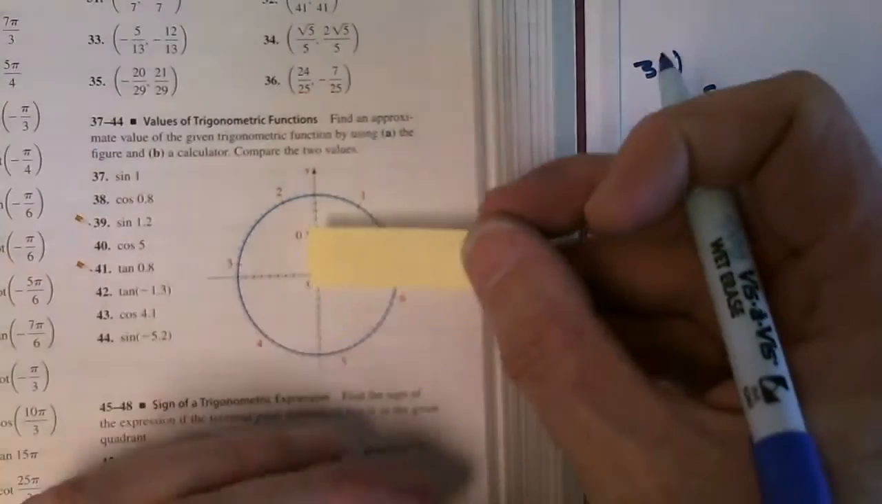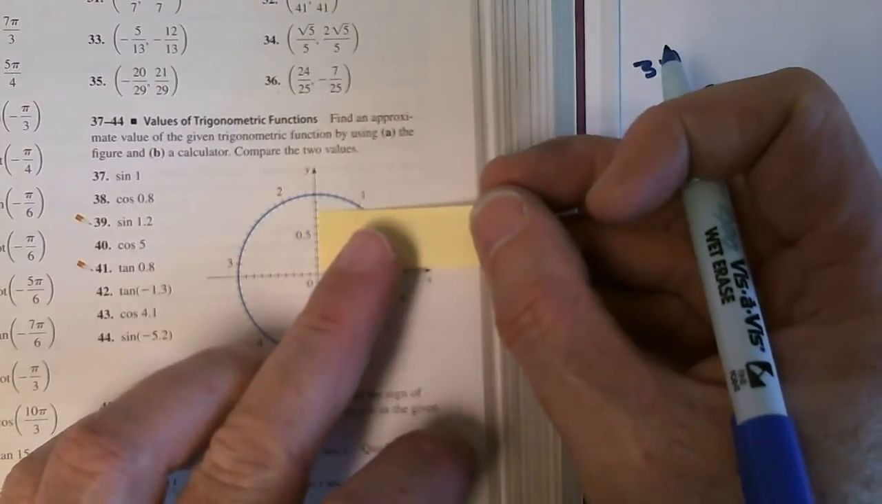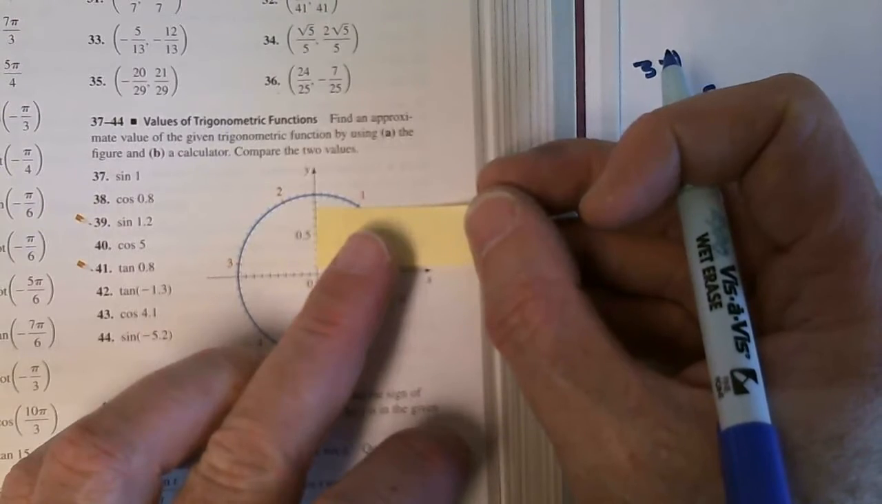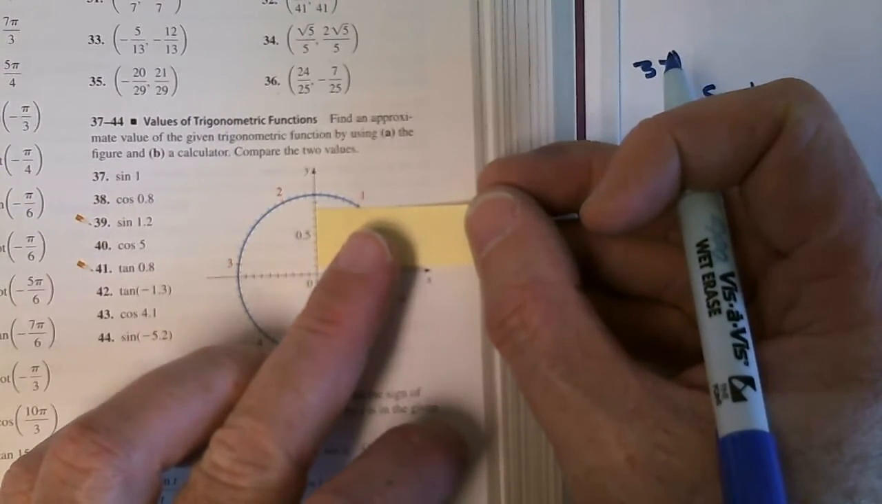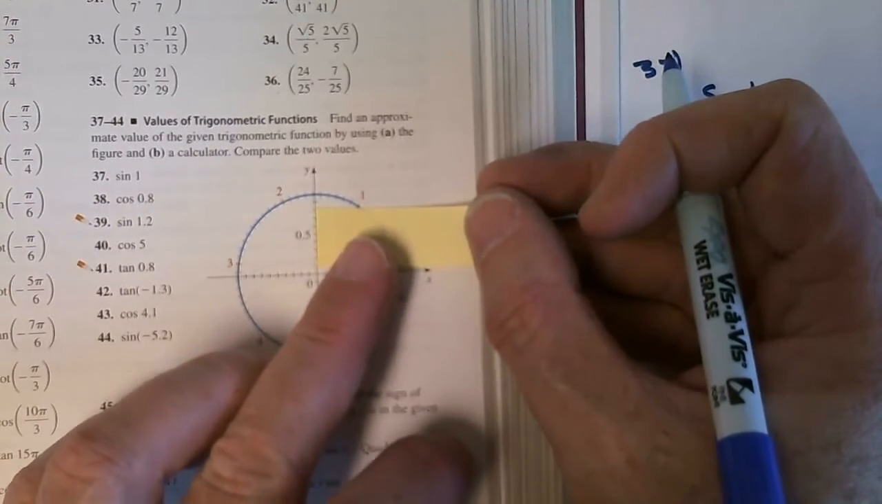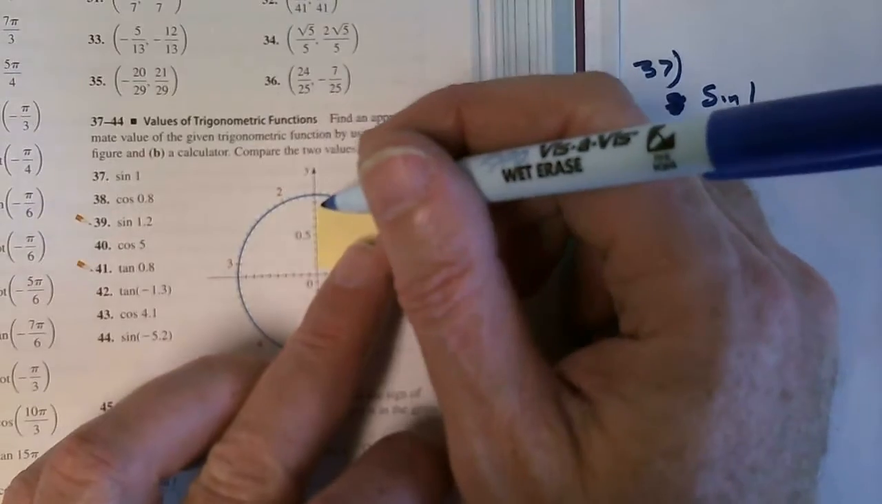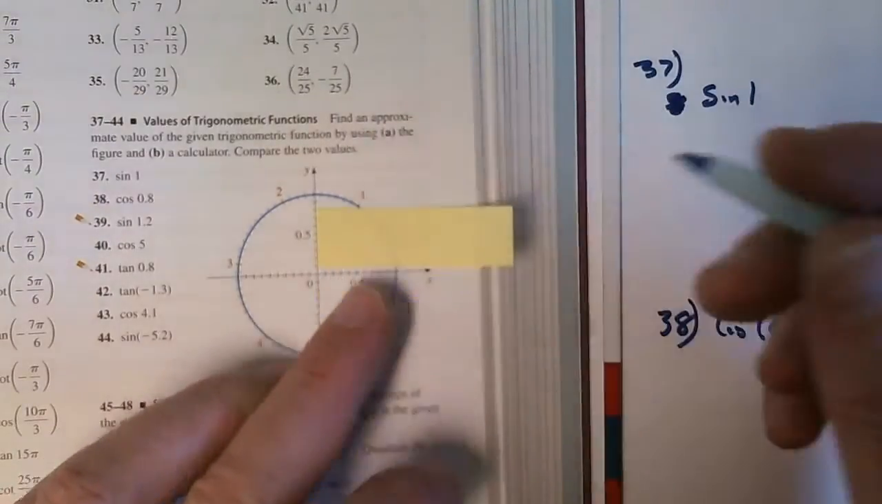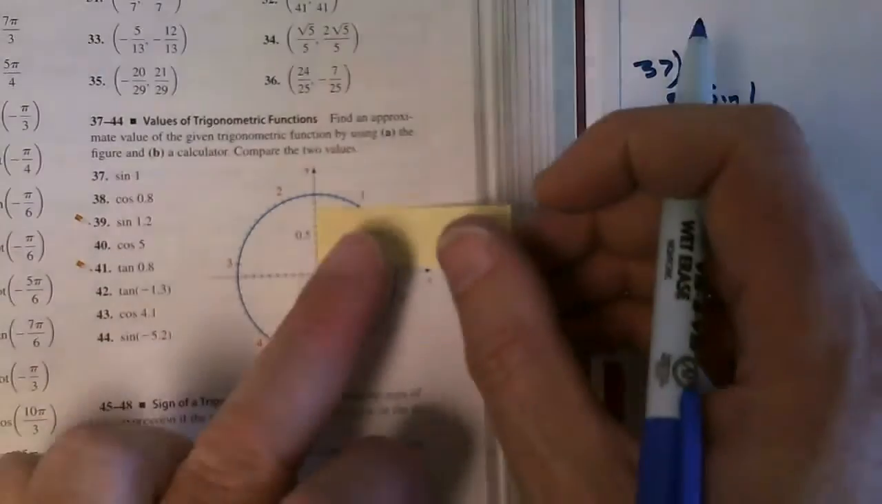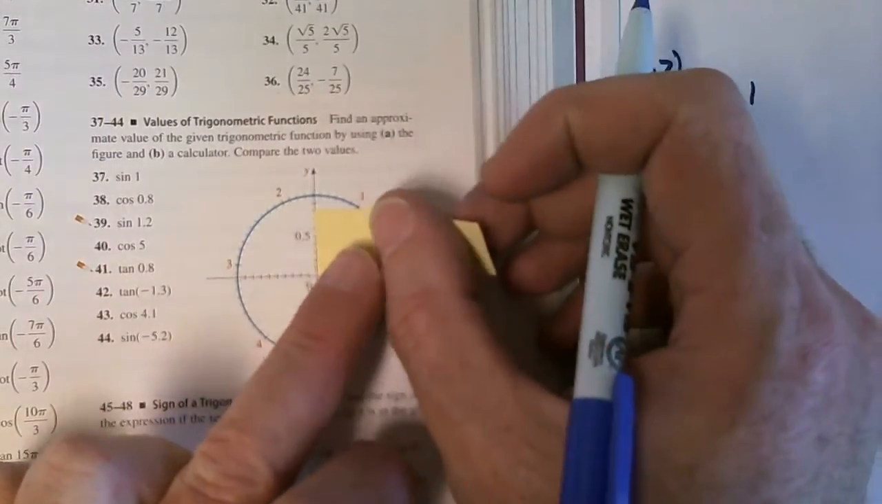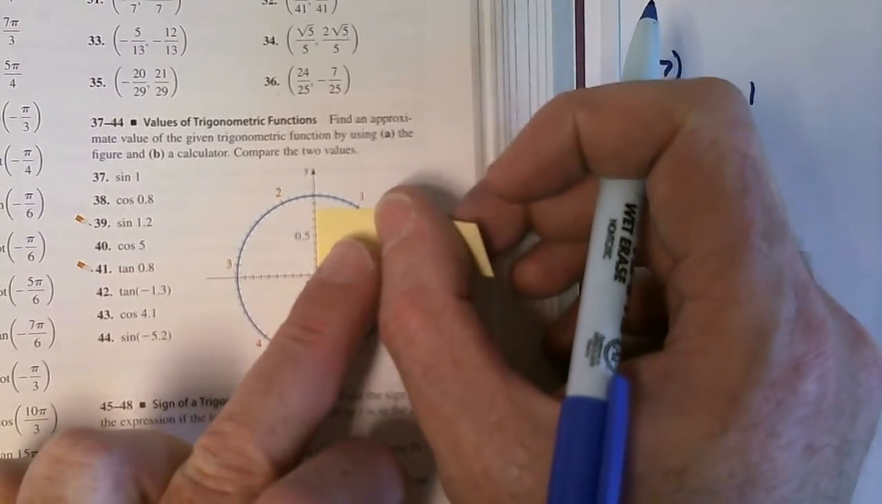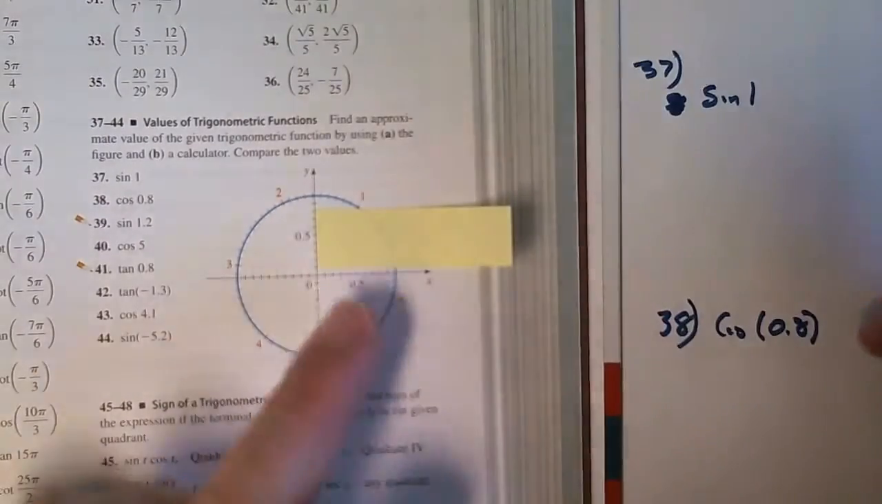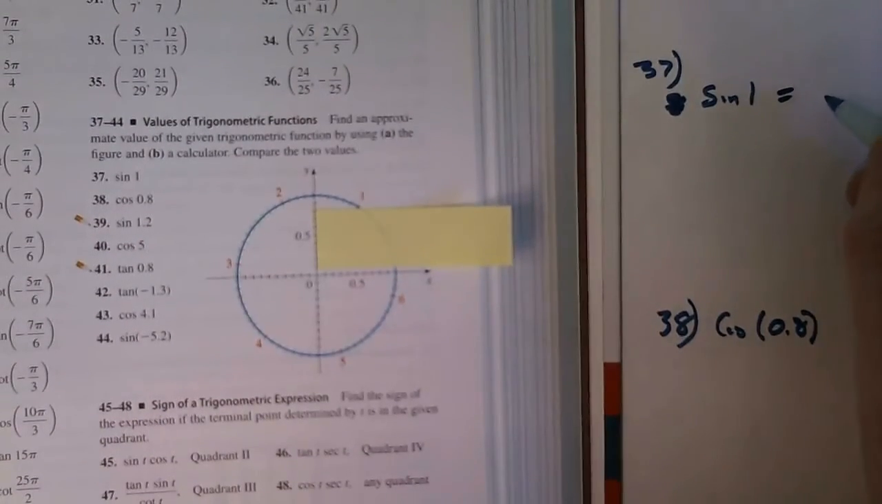Well, I'm going to drop a perpendicular over to the y-axis, and it looks to me like the y coordinate there is right around 0.8. Now I don't know exactly what it is. I'm just approximating. It looks to me like it's a little bit bigger than 0.8. So I would say that the y coordinate there is 0.8 something.